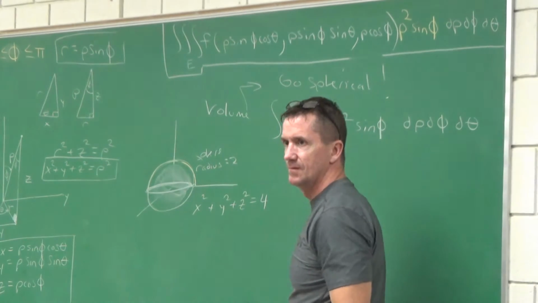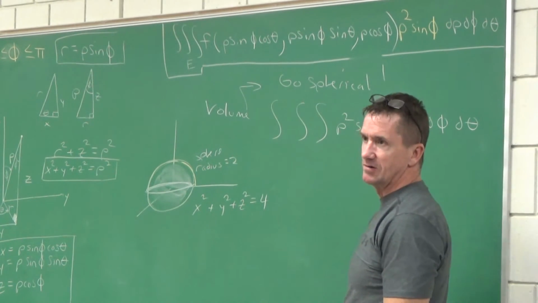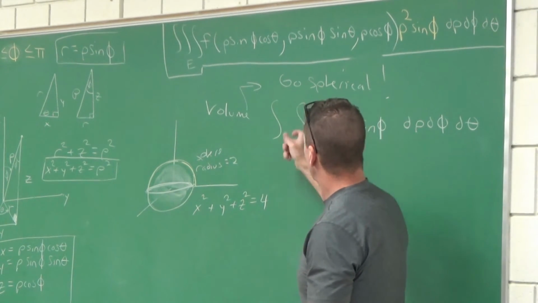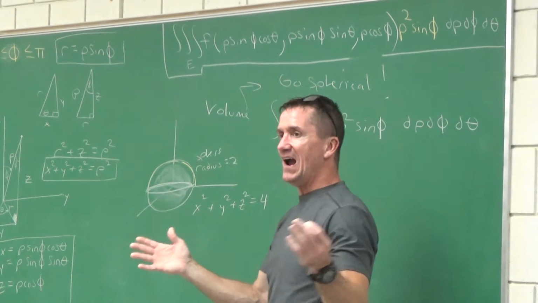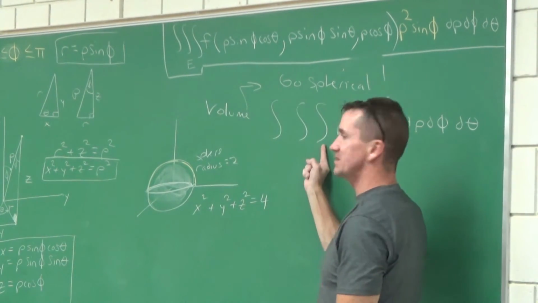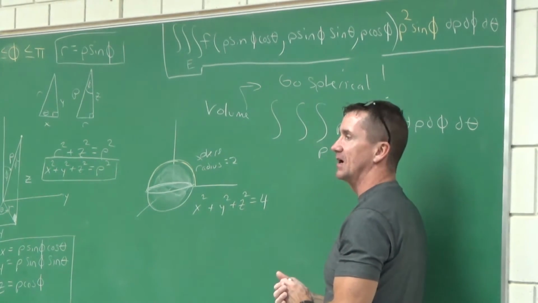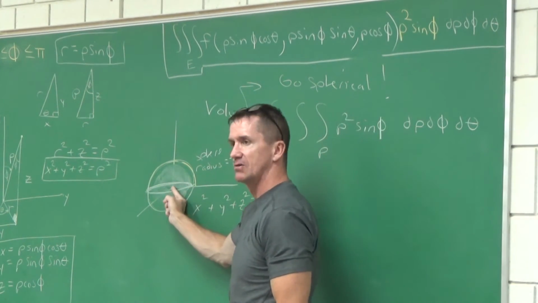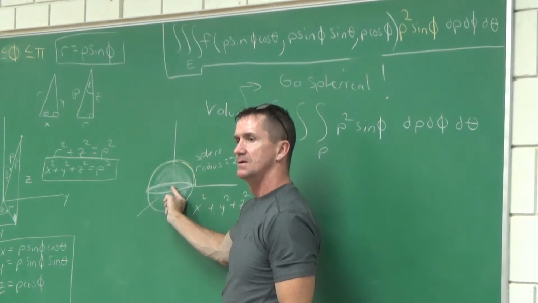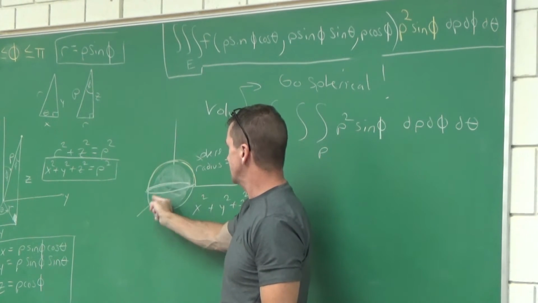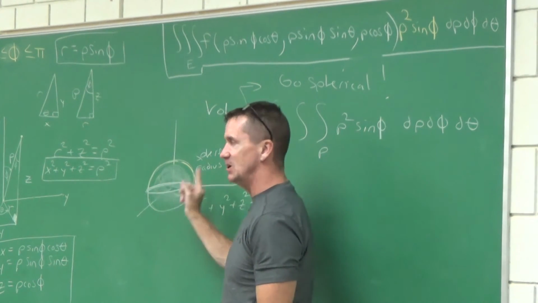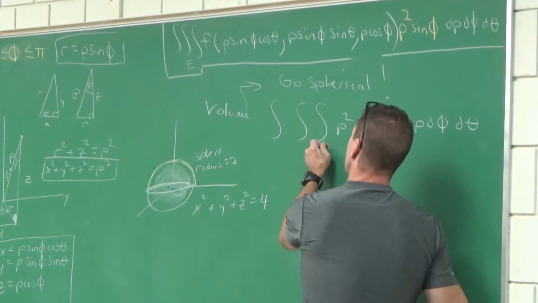Cool? But you'll notice this is going to be really cool. We're just going to get numbers now. No more of those radicals! So let's start with rho. What's the limit for rho? I hope you find it real easy. How far out from the origin did you go to every point on that surface? 0 to 2. What's the limits? 0 to 2.